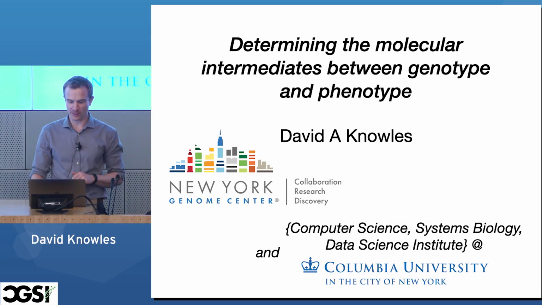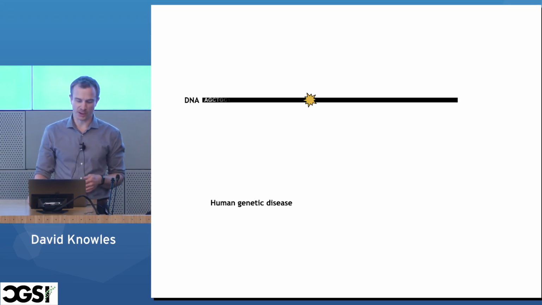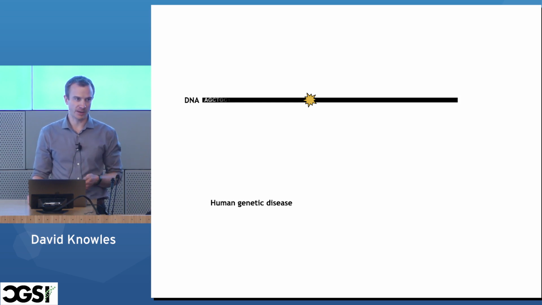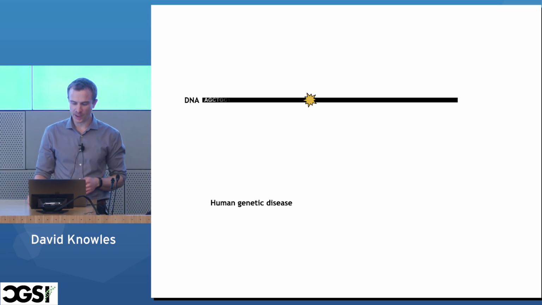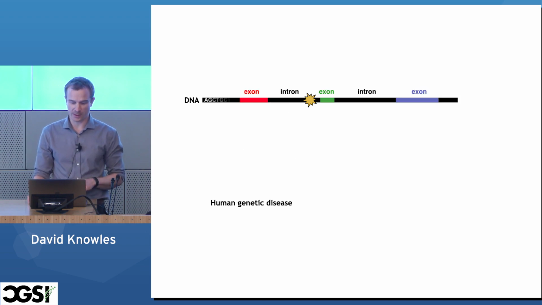So I'm going to tell you about a couple of projects from my group. And my group, we are interested, as are many groups in genetics, in understanding this question of how variation at the DNA level impacts human phenotypic variation. And we, of course, think this must happen through cellular and molecular mediators. And one of the molecular mediators we're particularly interested in is RNA splicing.